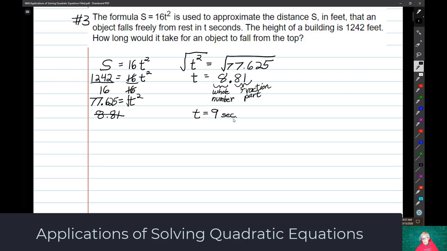So when you know how tall the building is, then all you have to do is solve by dividing both sides by 16. You solve for T squared. T squared equals, and then you take the square root of both sides. And then you look carefully at the instructions to find out how many decimal places you're supposed to round to. Questions about this? Okay, we move on.